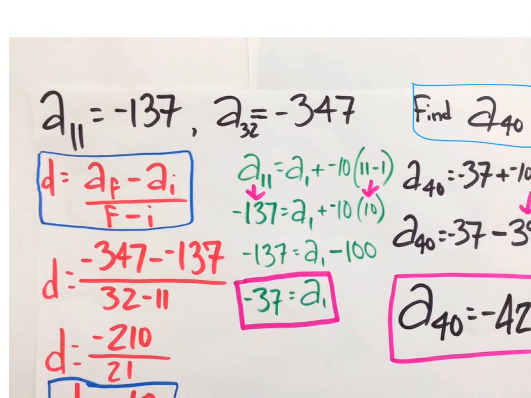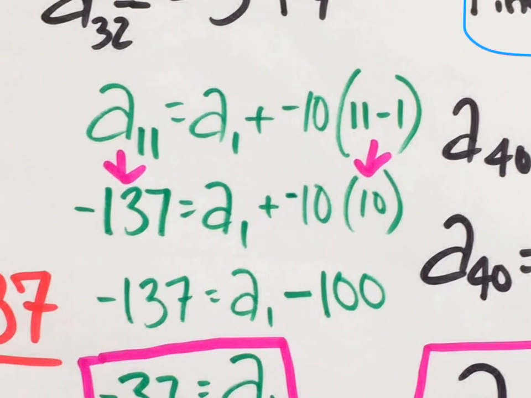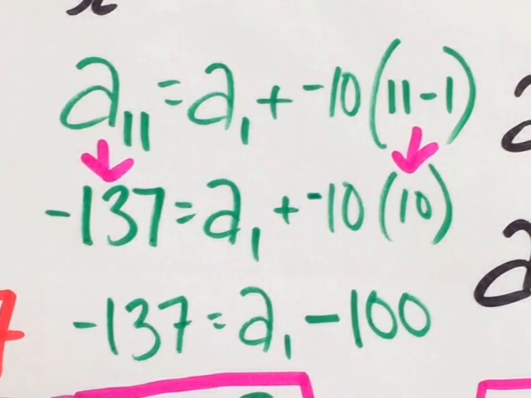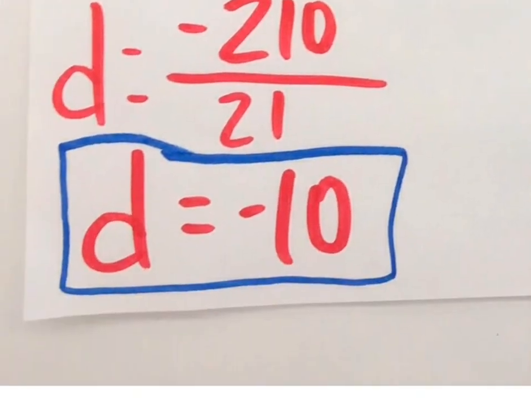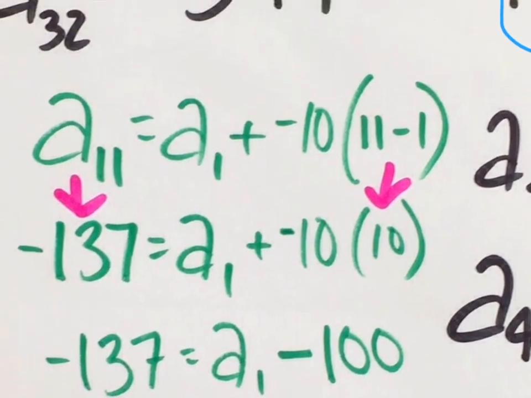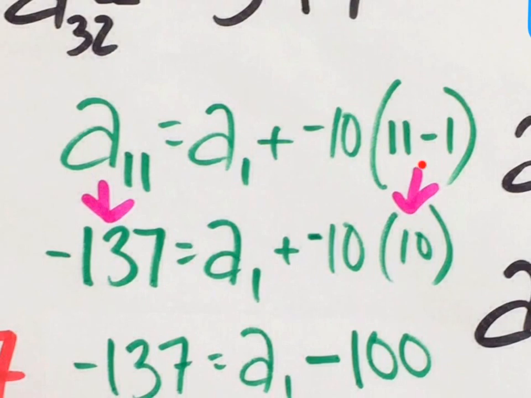We've got to select one of these two pairs. All right, so a sub 11 equals negative 137, or this one. Either way, you're going to get the same answer. Let's say we take a sub 11 equals negative 137. We're going to plug a sub 11 into our explicit equation formula. So it equals a sub 1, which we don't know yet. We need to find out. That's the next step. Plus negative 10, our common difference. We know it's negative 10 because we just found out the difference. Times n minus 1, and in this case it is 11 minus 1.